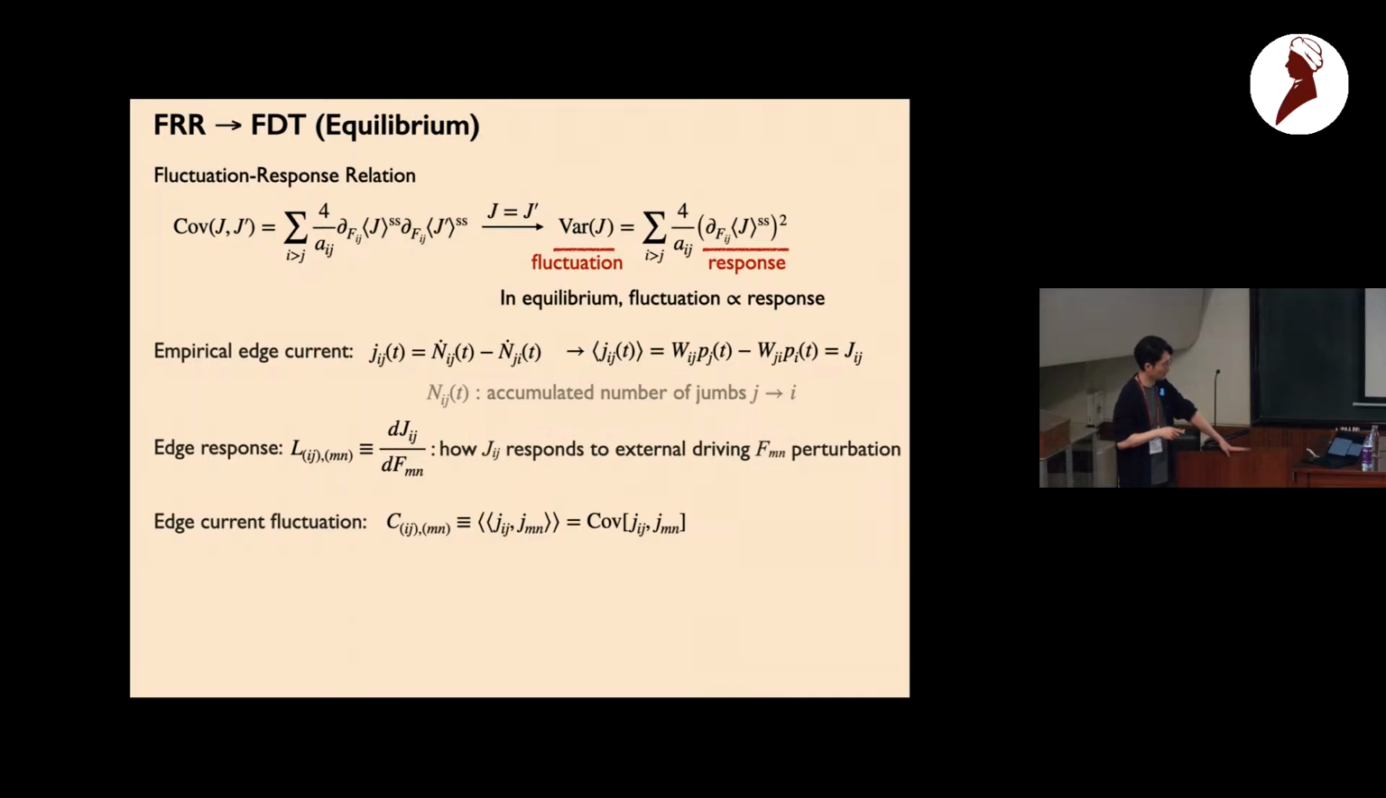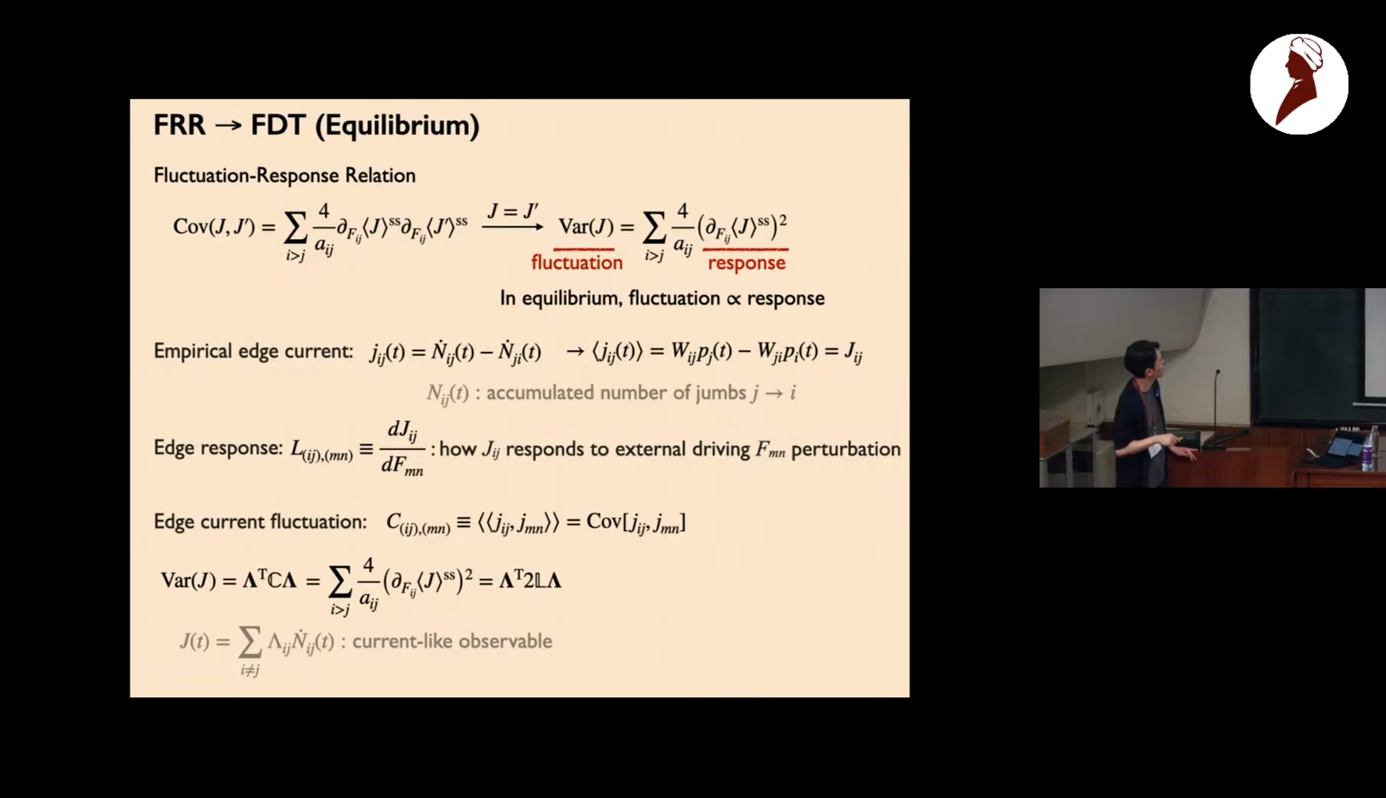Okay, so now we have defined all things, and I will skip all the details. This calculation is quite complicated. But we can show that from this equality, the left-hand side, variance of J, can be expressed in terms of this C matrix. Here, lambda is a vector, which is the weight of the Onsager matrix here. So this equality holds for arbitrary lambda. That means this C matrix and this 2L matrix should be the same. So this is a fluctuation, and this is a response. So this is the fluctuation dissipation theorem in equilibrium. In such a way, we can show that FRR goes to FDT in the equilibrium limit.